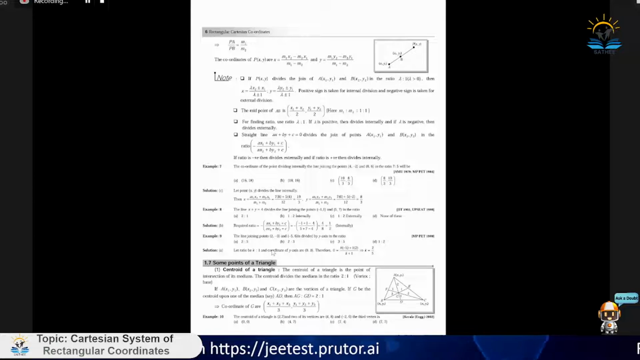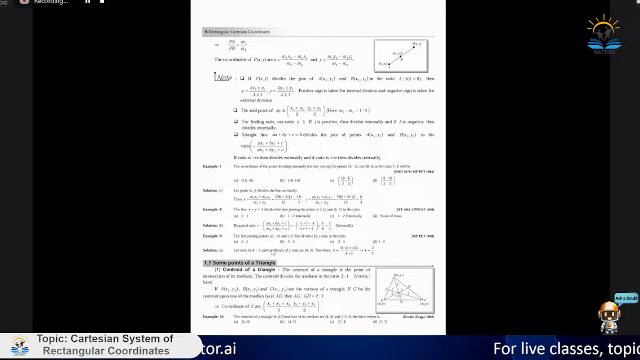And we'll go for the next section, which is points of a triangle. We usually have some main special points in the triangle, so we'll go through them one by one. And the first point is the centroid.